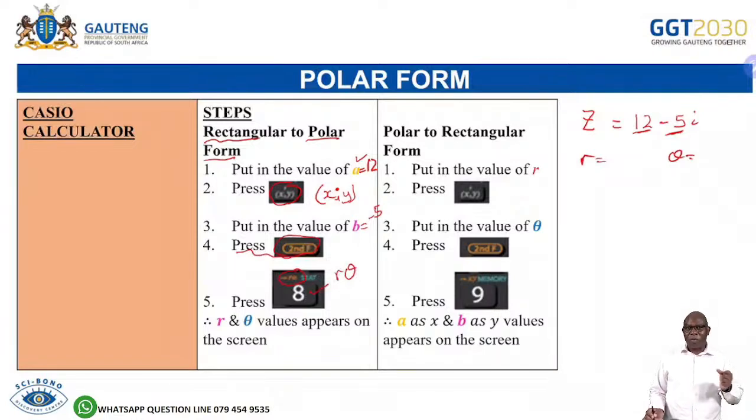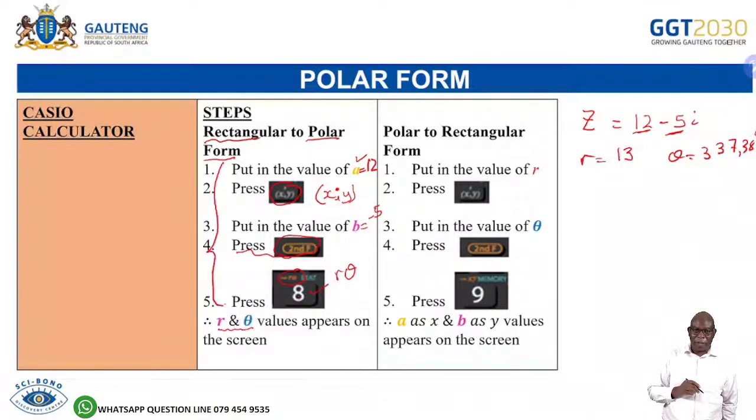So you no longer need to do your Pythagoras theorem and then the tan, shift and all that. The calculator gives you correct answers. What appears on your screen is the R value, which is 13, and your theta value, which is 337.38 degrees. Lovely. If you follow these steps, you are going to get full marks. In the exam, if they ask what is the value of R, you just write R is 13. What is the value of theta? You write 337.38, worked out on your calculator.